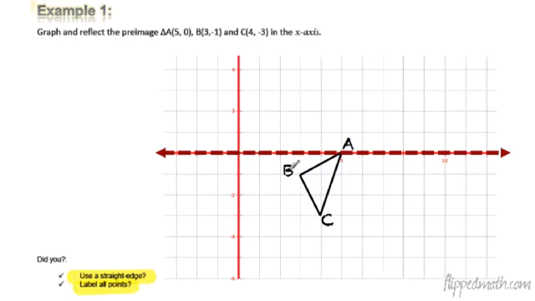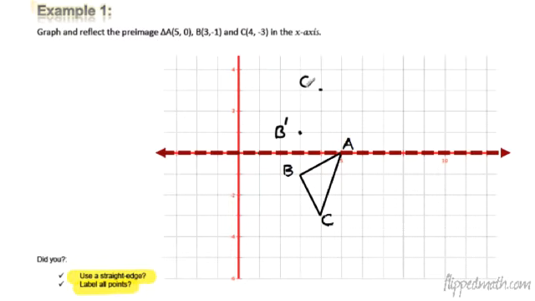So here's point B. Okay, how far is it to the line that you're reflecting over? So it's 1 unit. So we're going to go up 1 unit, and we're going to put the image of B, and we're going to call it B prime. All right, how about C? You go straight at it. You can't go diagonal. You got to go straight at it. So 1, 2, 3. So we go up 1, 2, 3.